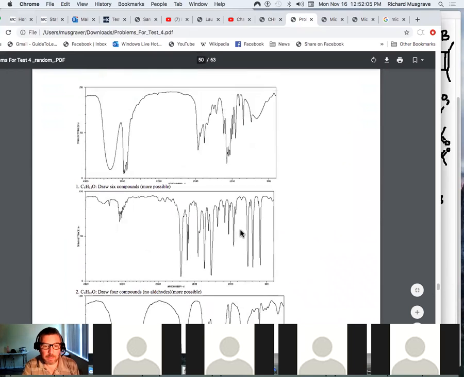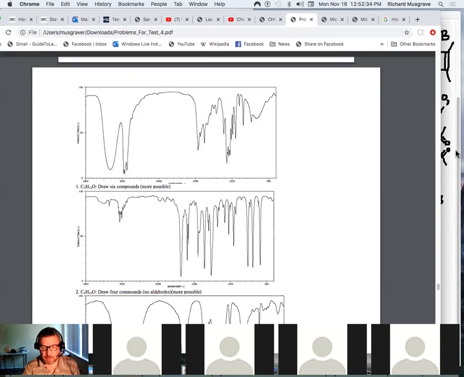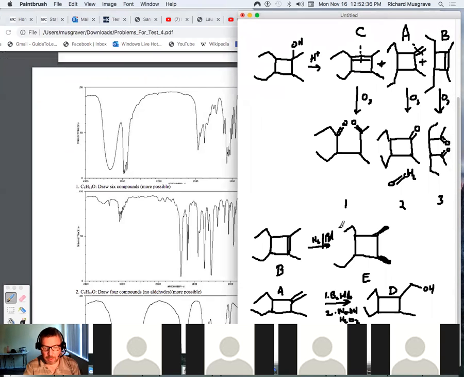Right. These are infrared spectra. They look pretty scary, don't they? So an infrared spectrum, you can see it's got a whole bunch of peaks, right? These peaks represent absorptions, and these represent frequencies of infrared radiation. And certain functional groups will absorb at certain frequencies. So, I'll give you a good example here.